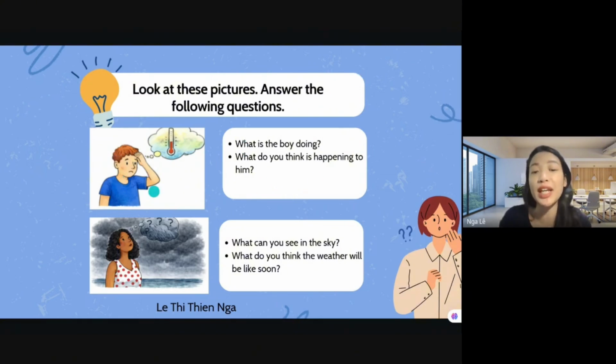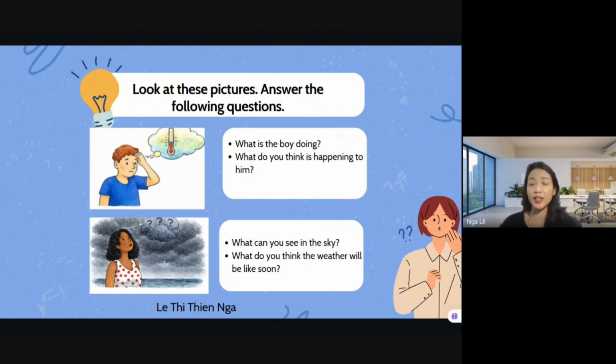The first picture here. What is the boy doing? And what do you think is happening to him? Anna, please. Oh, the boy is touching his forehead. Okay, so in order to do what? In order to check his temperature. Okay, cool. And what do you think is happening to him? Yes, he may be sick. Okay, yes. Class, do you agree?